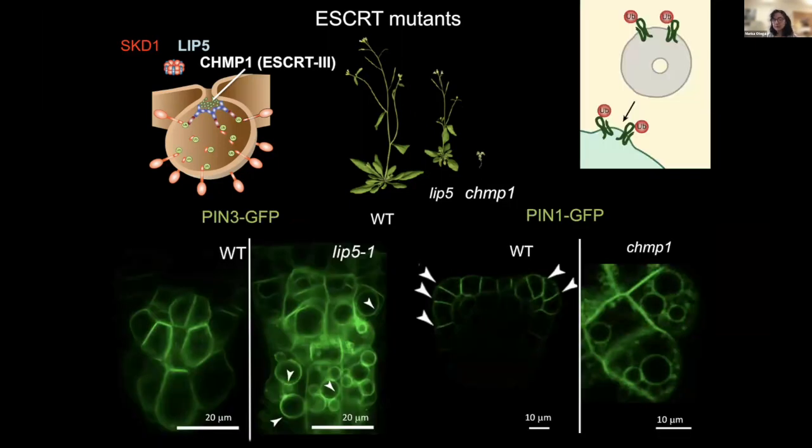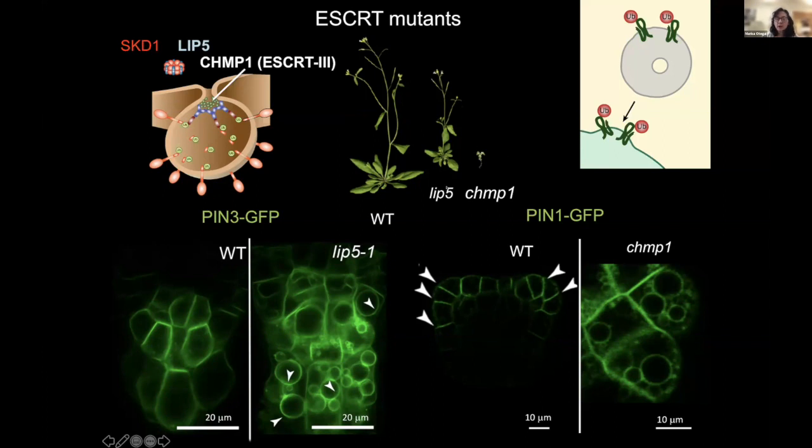At the subcellular level, we can express these PIN proteins fused to a green fluorescent protein and see their localization. You can see in wild type samples, the PIN proteins are in the plasma membrane as expected, both for references for CHMP1 and LIP5, but in the mutants, they are relocated to the vacuolar membrane. As I showed you before in our diagram, if the escorts fail to sequester them into vesicles, later on they are going to end up in the vacuolar membrane and fail to be degraded.